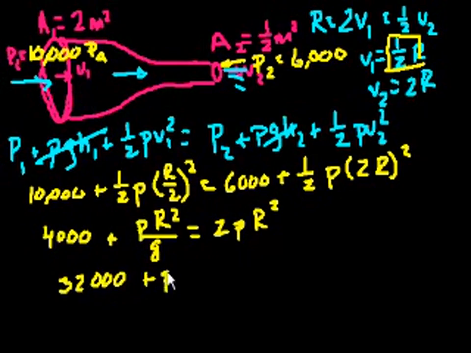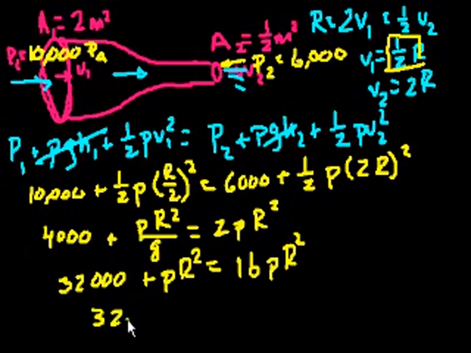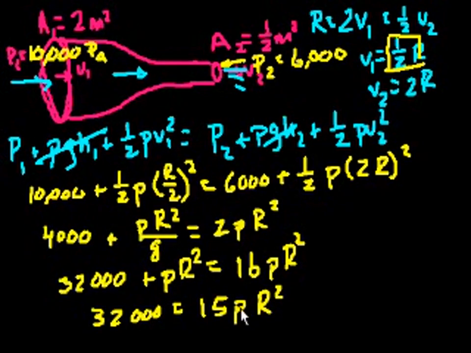So we'd get 32,000 plus rho R squared is equal to 16 rho R squared. Subtract rho R squared from both sides, and we get 32,000 is equal to 15 rho R squared. And then what's rho? What's the density of water? The density of water is 1,000 kilograms per meter cubed. So let's divide both sides by 15 times rho.